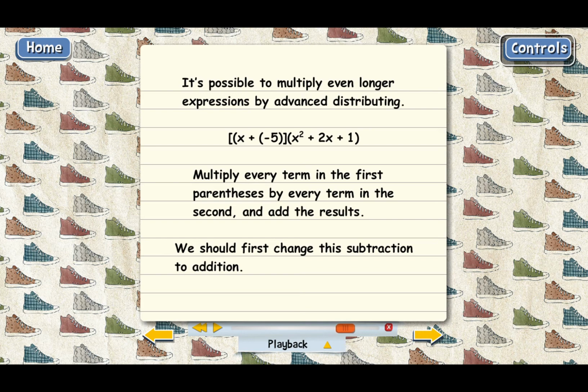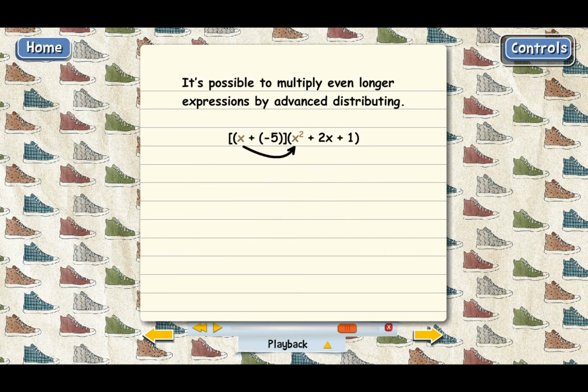But let's go through the advanced distributing process. First, we're going to multiply this x by each of the terms over here in the second parentheses. First, there's x times x squared. What does that equal? Yes. And then next is x times 2x. What is this? Right. And now we do x times 1. What's that? Yes. And notice that everything's added.